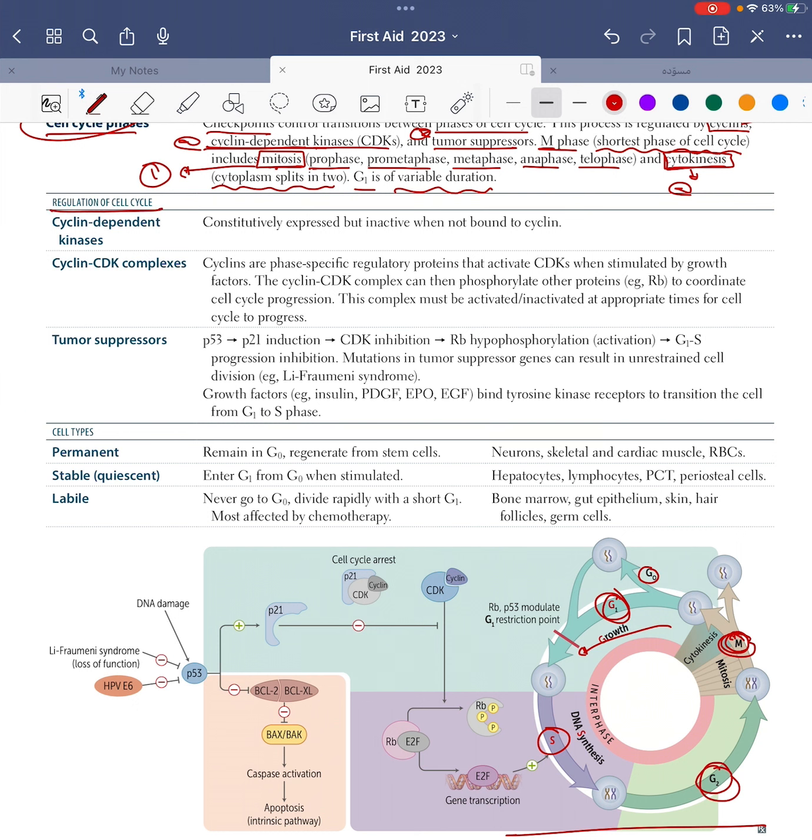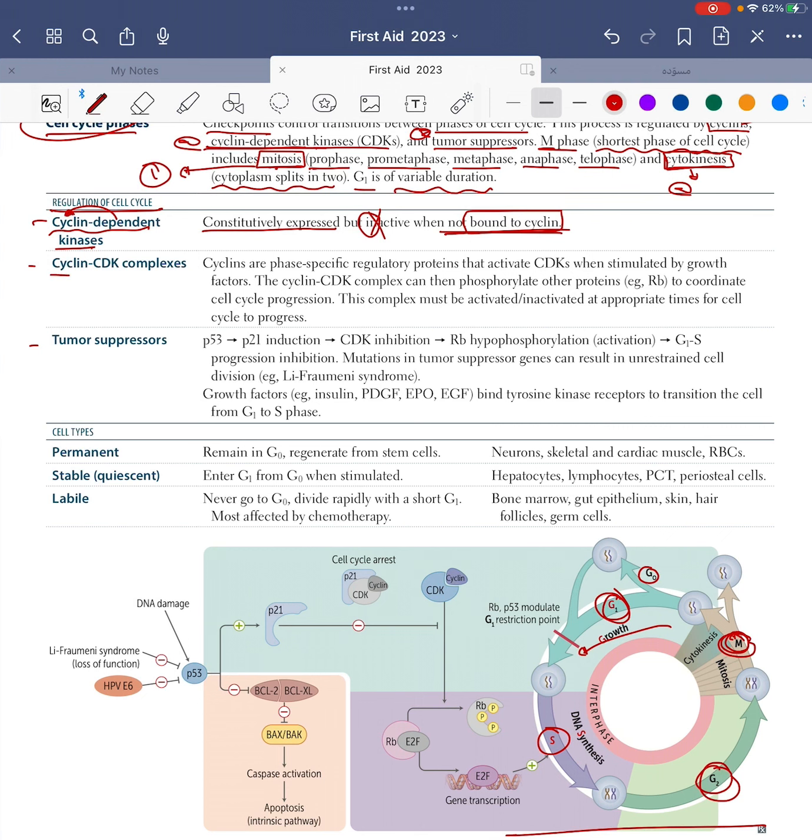For the regulation of the cell cycle, we do have, as we said, three main regulators. The first one is cyclin-dependent kinases. They're constitutively expressed but inactive when not bound to cyclin. So they're always there, always existing, but they're considered inactive. They do not work if they are not bound to cyclin. There is a need for them to be bound to cyclins in order to function. That's for the cyclin-dependent kinases, and that's what the name applies because they depend on cyclin in order to work.